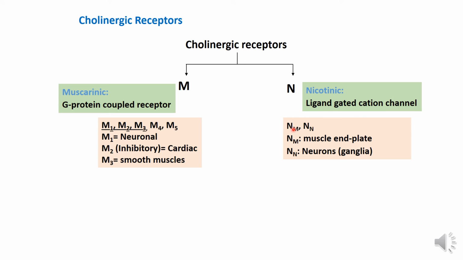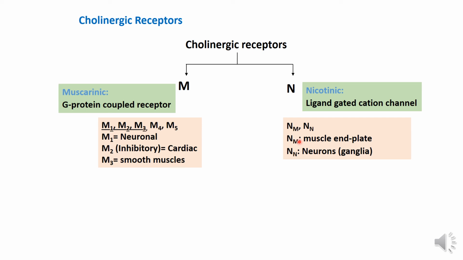And in this we have NM and NN types. The subscript M stands for muscle end plate region, and NM receptors are present at the neuromuscular junction or muscle end plate. And stimulation of these receptors, perhaps you already know, leads to contraction of the skeletal muscle cells. So NM receptors are important receptors in the somatic nervous system.